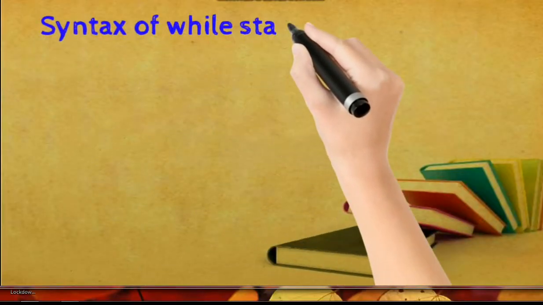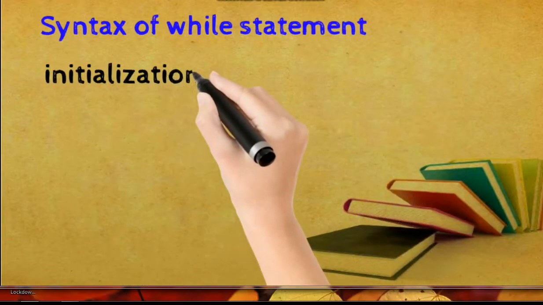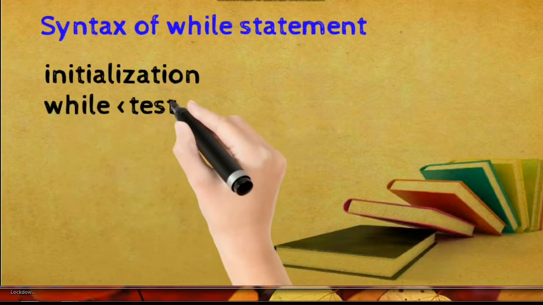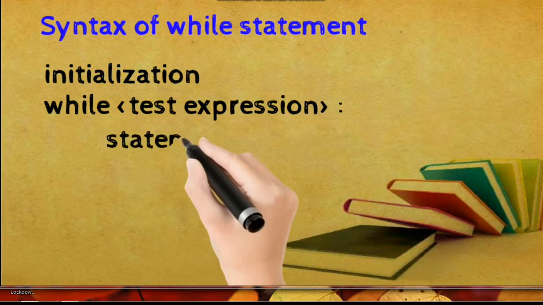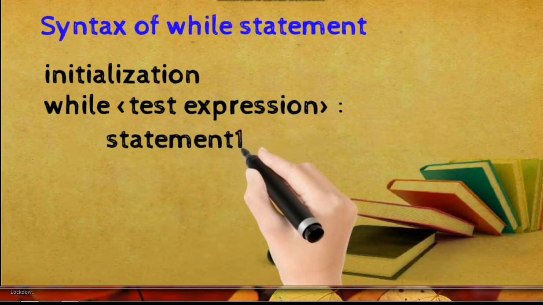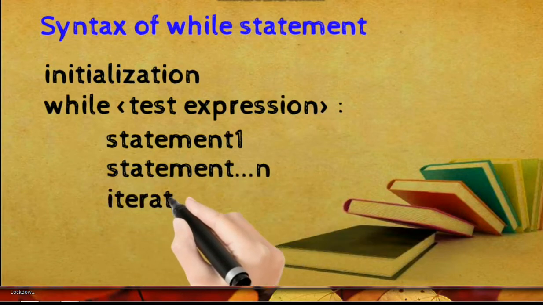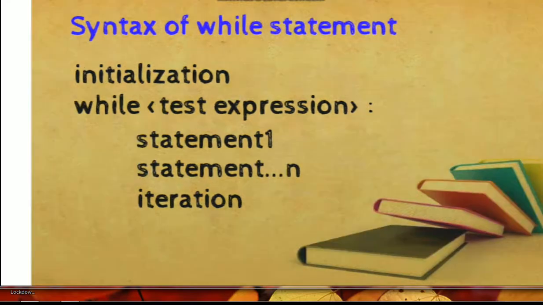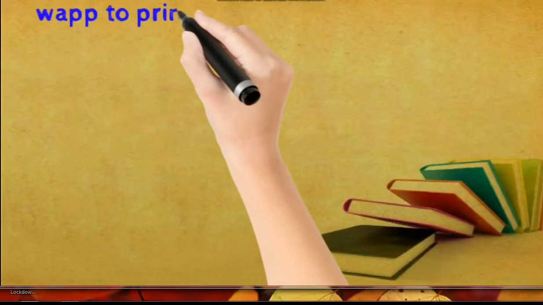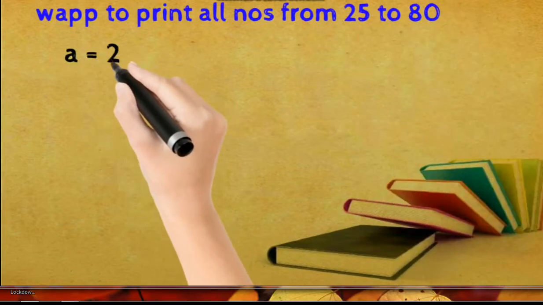The syntax will start with initialization, that will denote the beginning of the loop. Thereafter, while the test expression, here we need to specify the condition, how long the loop will continue. Then all the statements we have to give by giving a tab sign. Thereafter, iteration, which will denote the incrementation or decrementation of the loop, which is responsible for the continuation of the loop.